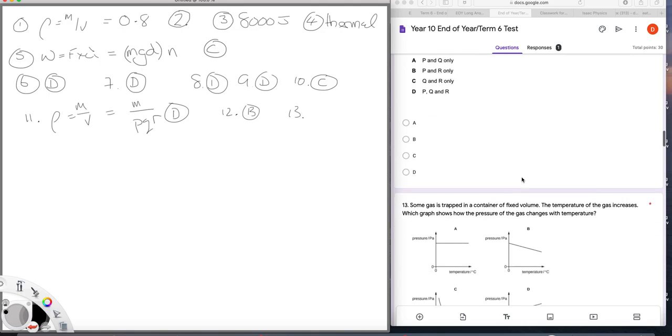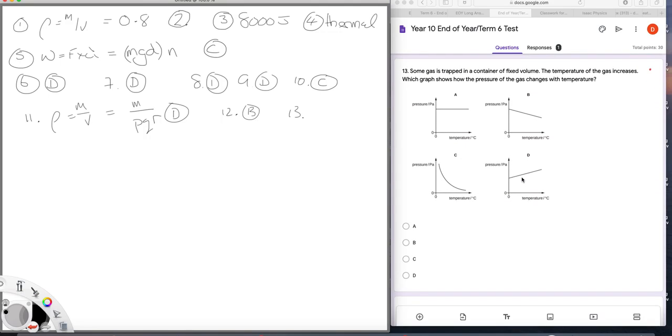13. Some gas is trapped in a container of fixed volume. The temperature of the gas increases. Which graph shows how the pressure of the gas changes with temperature? Well, you know that if you increase the temperature, you will increase the average kinetic energy of the molecules, which means that there will be a greater change of momentum when they strike the walls of the container. There will be a greater force, therefore a greater pressure, and they will hit the walls more often, further increasing the pressure. So as the temperature increases, so does the pressure. No, no, no, yes, D.